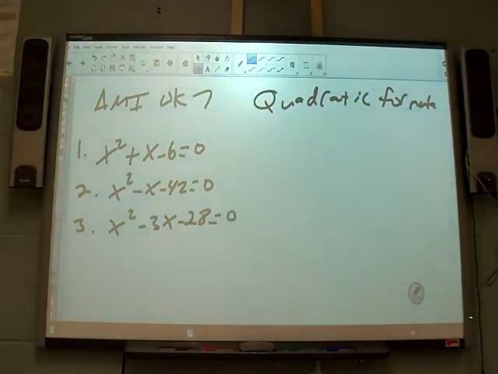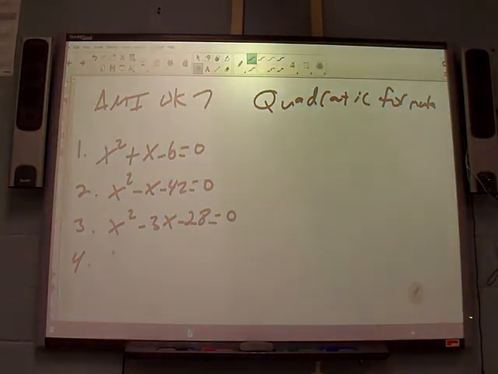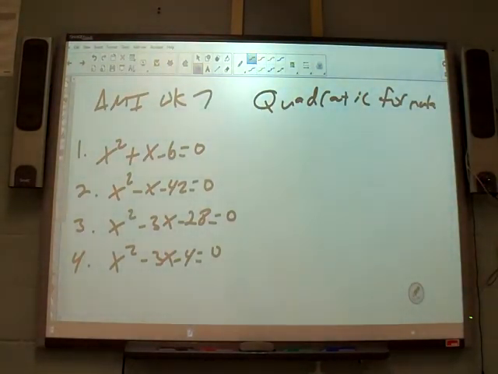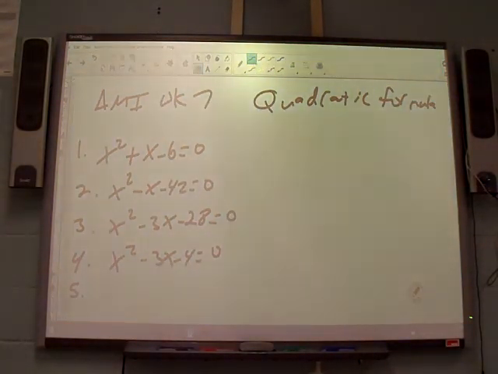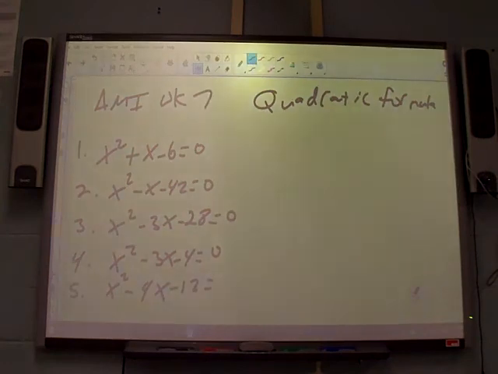So far, those are all in standard form. That's nice. Number 4, x squared minus 3x minus 4 is equal to 0. And the last one, it's in standard form also. I was nice to y'all. X squared minus 4x minus 12 is equal to 0.